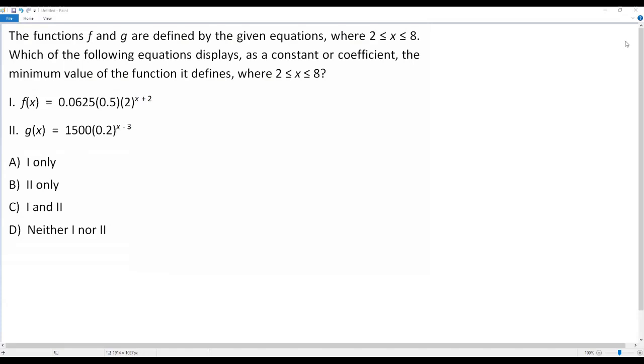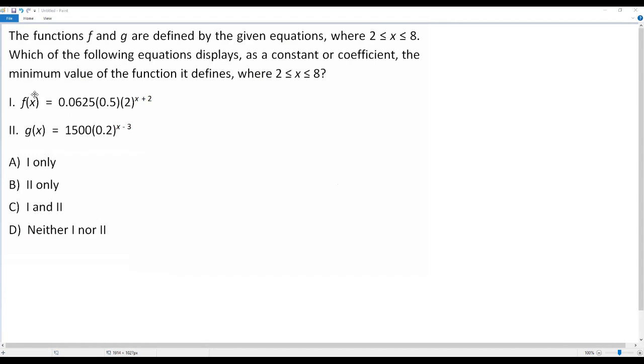Here we have a SAT math problem. Okay, let's go to the question. The functions f and g are defined by the given equations, where 2 ≤ x ≤ 8. Which of the following equations displays as a constant or coefficient the minimum value of the function it defines, where 2 ≤ x ≤ 8?